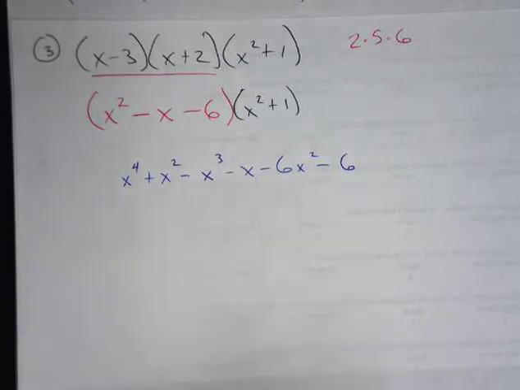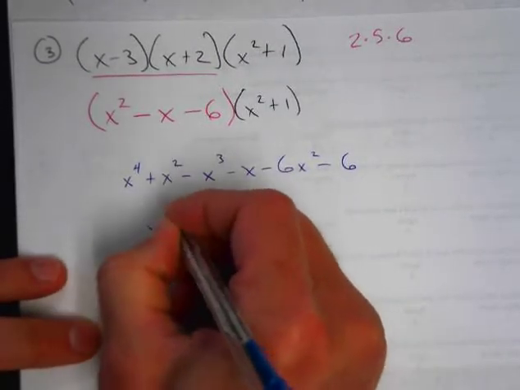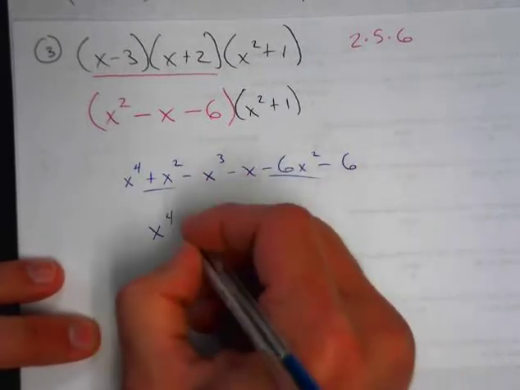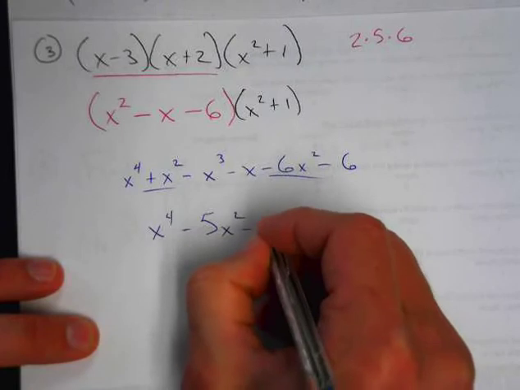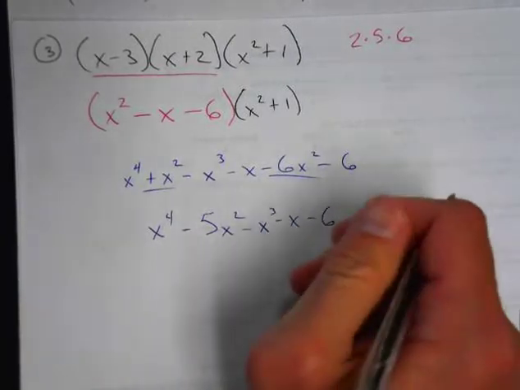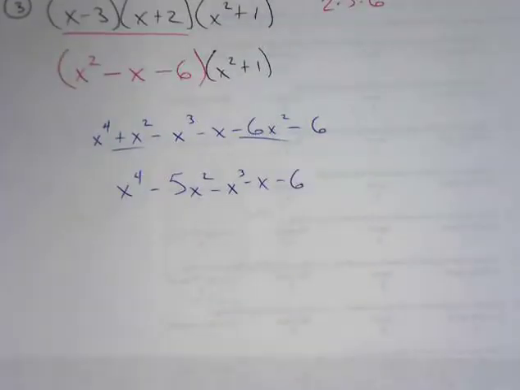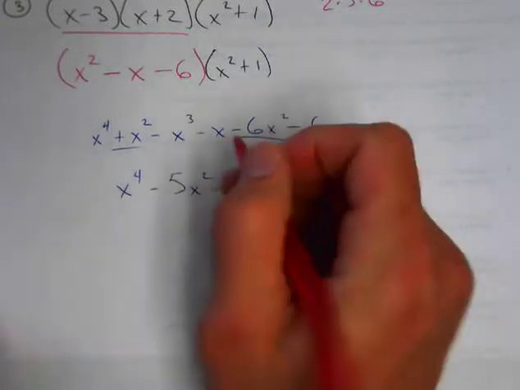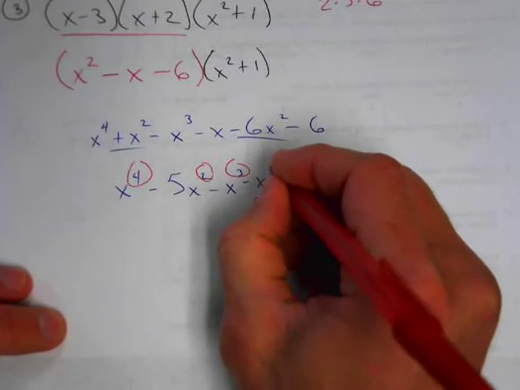And then we can look for our like terms to combine. So I have my x to the fourth. Here's an x squared and an x squared. Minus 5x squared. And then minus x to the third minus x minus 6. But hang on. I will not mark someone incorrect for this expression. However, let's keep what's called descending order.